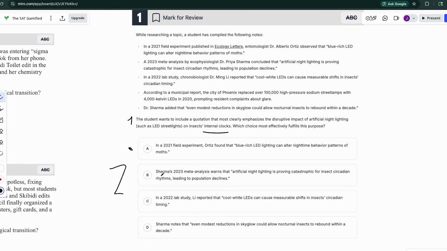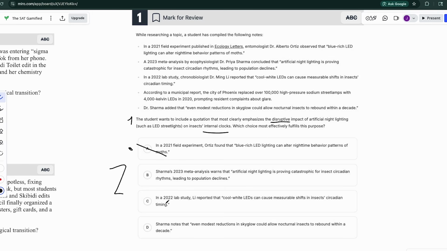Sharma's 2023 meta-analysis warns that artificial night lighting is proving catastrophic for insect circadian rhythms, leading to population declines. Okay, this is even better than A because we're trying to find the disruptive impact. So that means there must be something bad about the impact. B would be better than A.